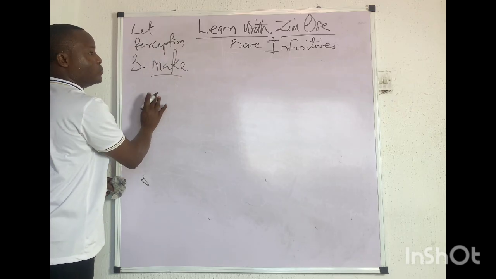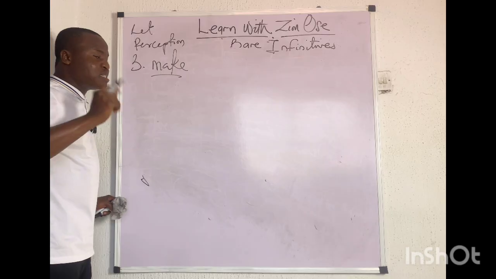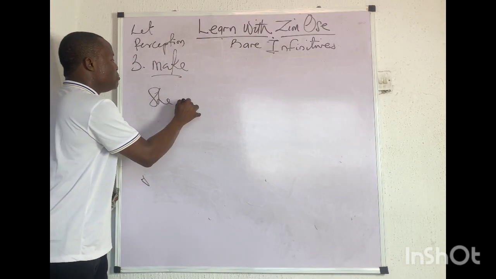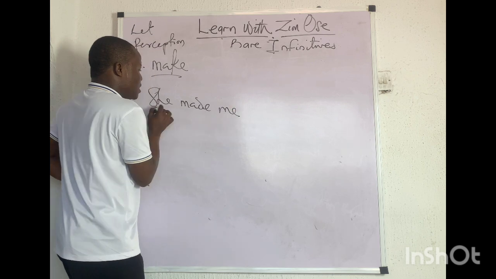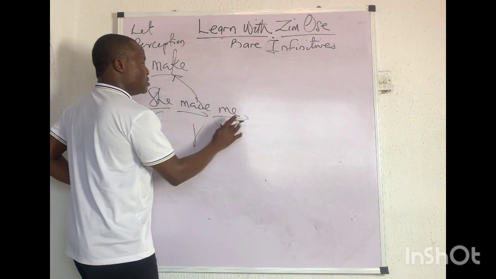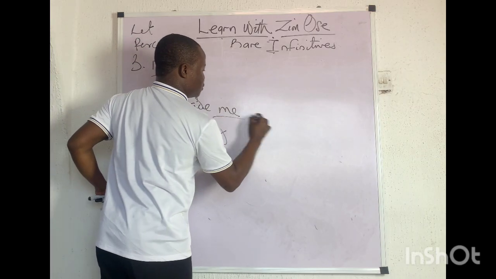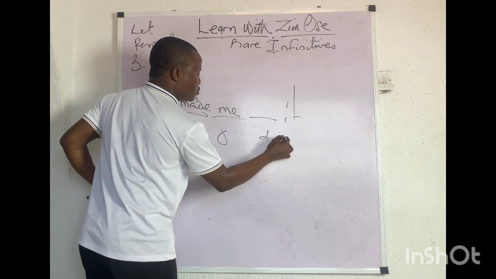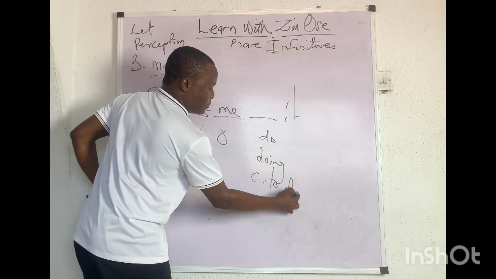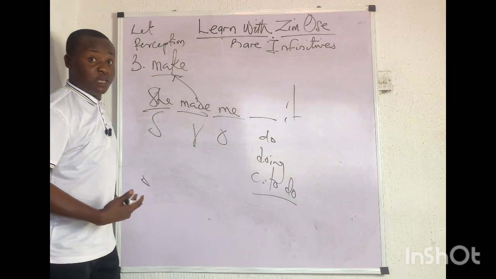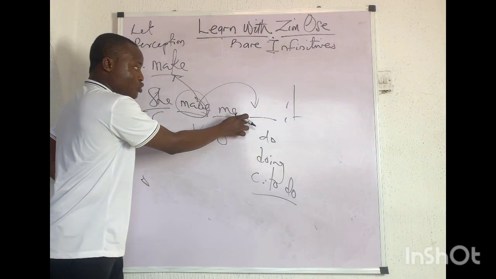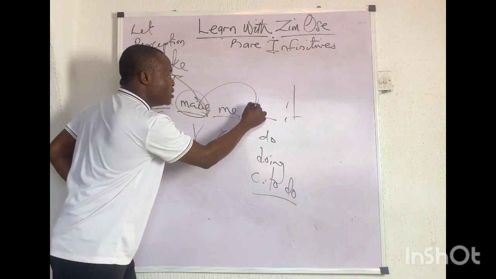Any object that comes after make, if there is a verb following, that verb must be bare. Example, she made me do it. Here, she is the subject, made is the verb, me is the object. Of course, made is a form of make. She made me dash it. A, do. B, doing. C, to do. You might be tempted to choose to do because this is what a lot of us are familiar with. But because of this made here, this verb must be conditioned to be bare. So we say, she made me do it.